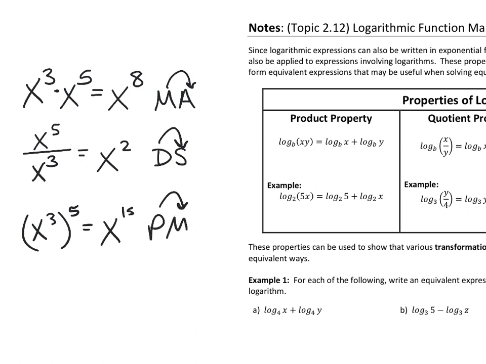These are our MADSPAM rules. The rest of the rules also exist. So anything to the 0 power is 1. The negative exponent goes to the bottom. All of those things still exist. However, we have these MADSPAM rules that you probably learned about in Algebra 2. Do you remember this acronym?